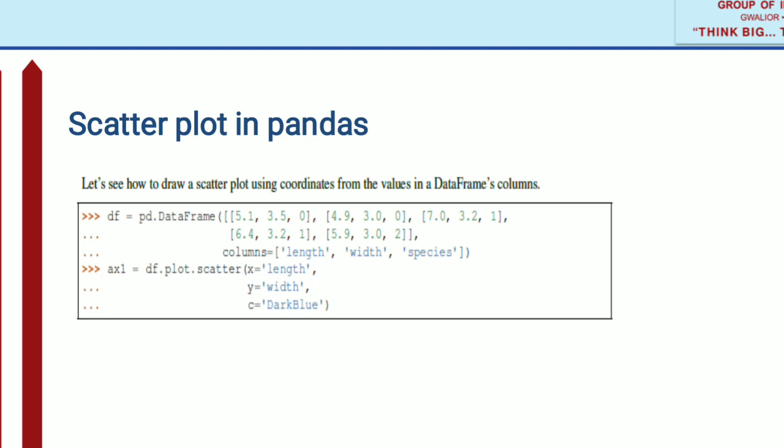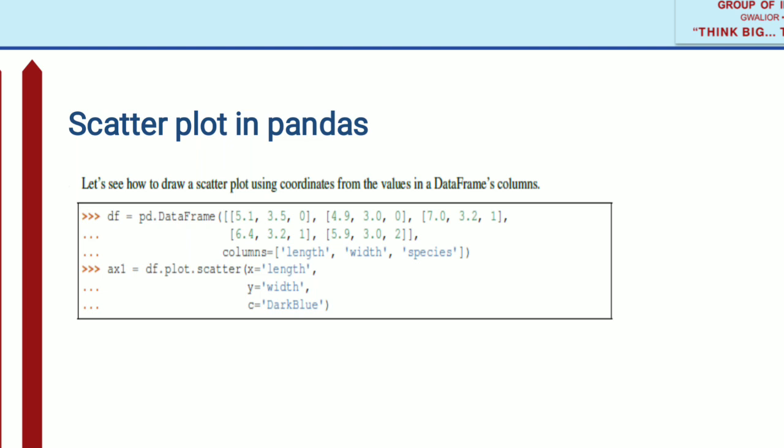Okay, and we have another list that is 6.4, comma 3.2, comma 1. And after this we have another list in which values are 5.9, comma 3.0, and comma 2. So these are the values which are available, and when we use these values, we are getting these values in the form of columns. These are the different variables that we are getting.